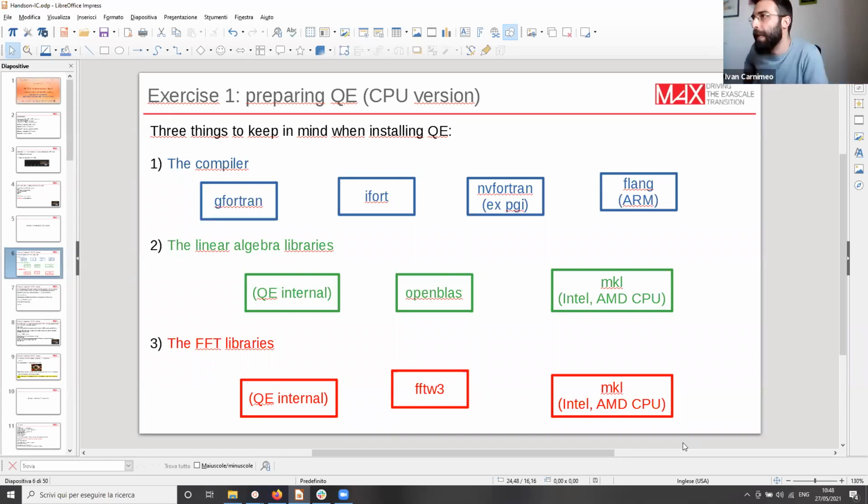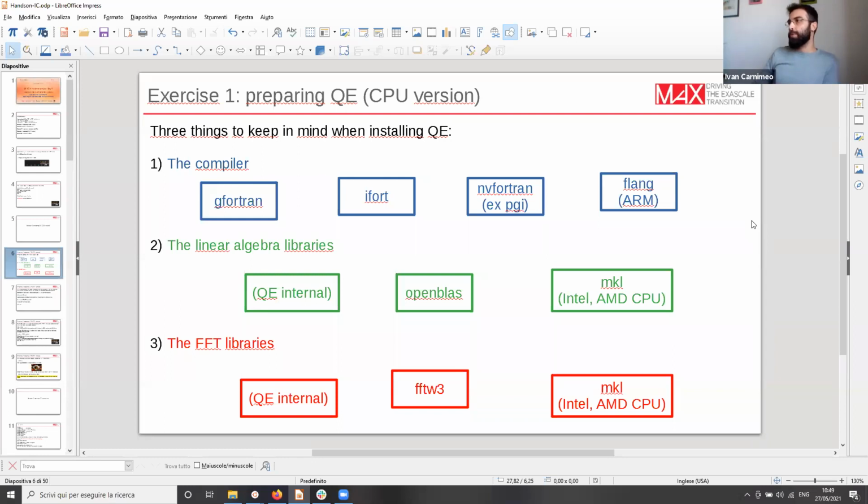Quantum Espresso can be compiled using several compilers. Sorry, you can lower your hand now. So for the compilers, you have many options. The most popular one is gfortran, of course, which can be downloaded for free. And if you are on Ubuntu, you can even easily install it with apt-get install. Another option is the ifort compiler, which is the Intel compiler.